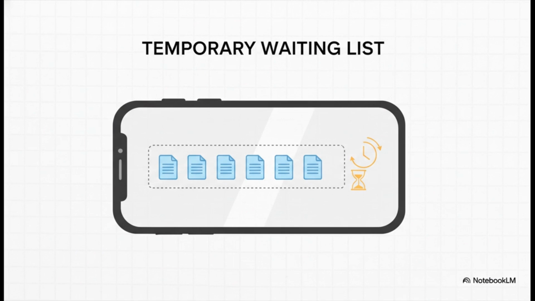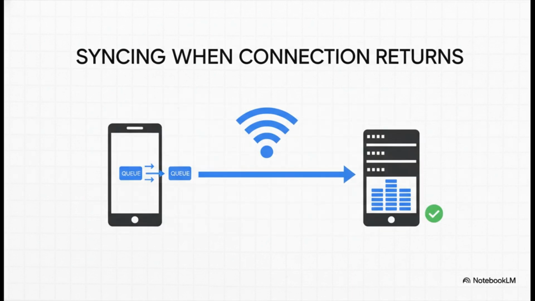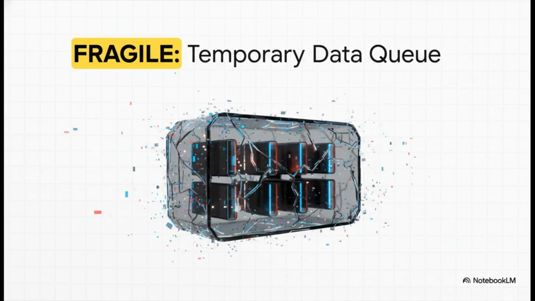So what does the app do? Well, so you can keep working, it does something kind of clever. It takes all your new edits and puts them in a temporary waiting list, right there on your device. And this list has one job, and one job only. Just hang on to your changes and wait. The second it gets back online, its whole purpose is to send everything on that list straight to the server. Okay, but here is the crucial part. That waiting list, it's not built to last. It's not permanent storage at all.